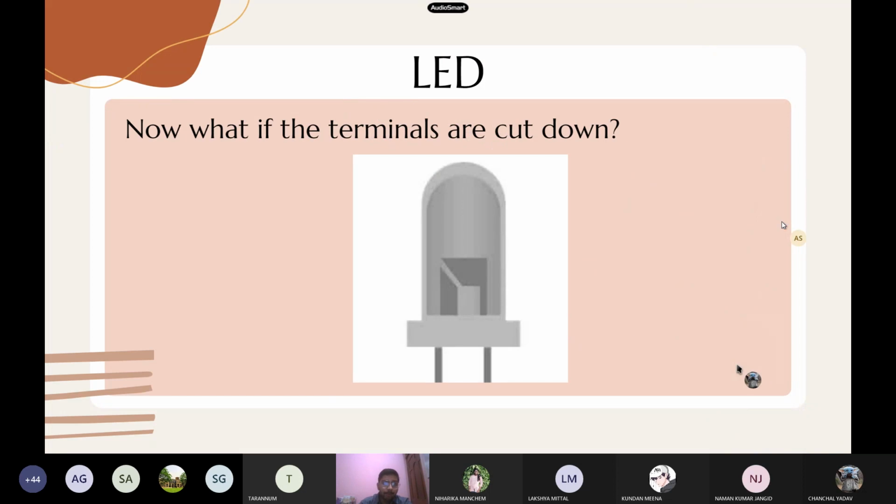So here comes an important and interesting question. What if the terminals of an LED are cut down? Now how will you know which terminal is positive and which one is negative? Try out. Write your answers in the chat.